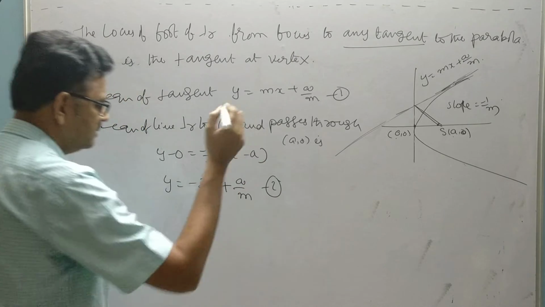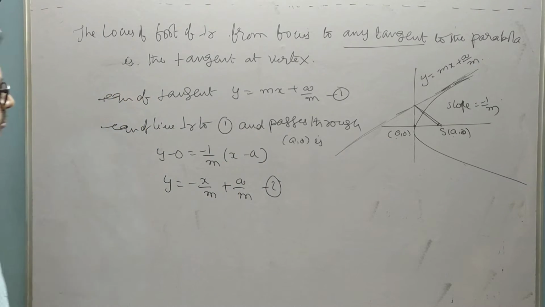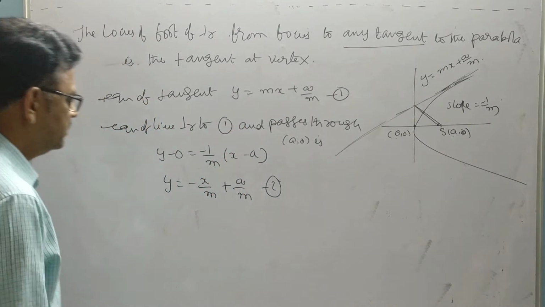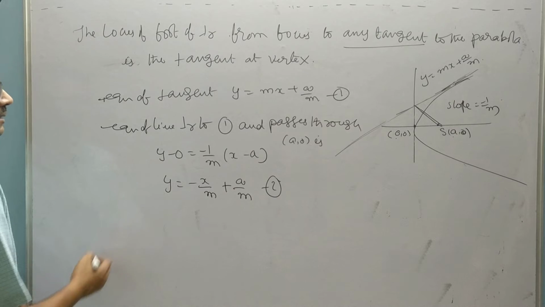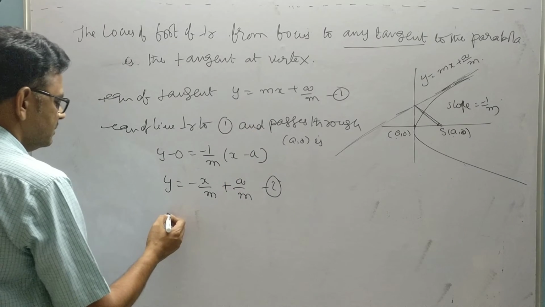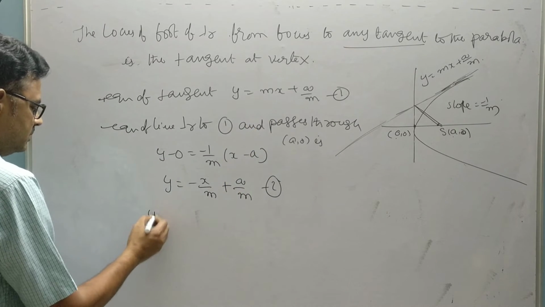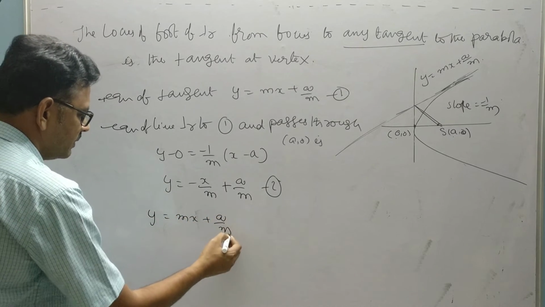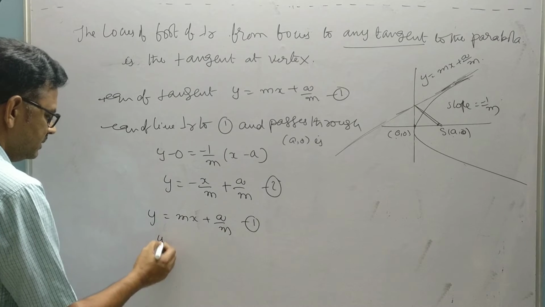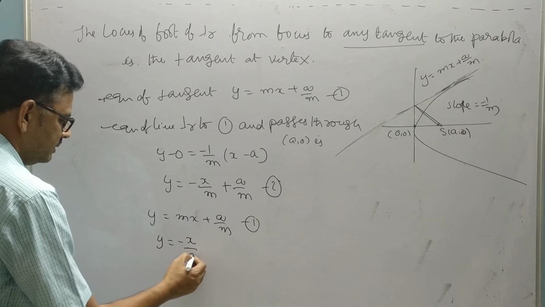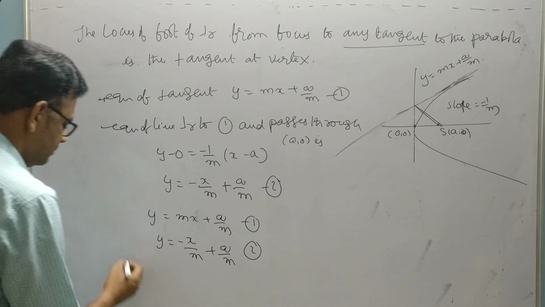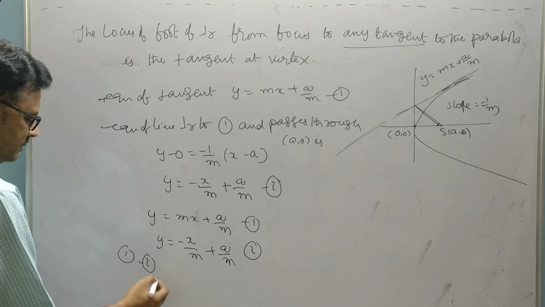So this is the second one. By eliminating m, that is the locus. How to eliminate? First one minus second one. And what is the first one? Here y equals mx plus a by m. And the second one is y equals minus x by m plus a by m. First one minus second one.